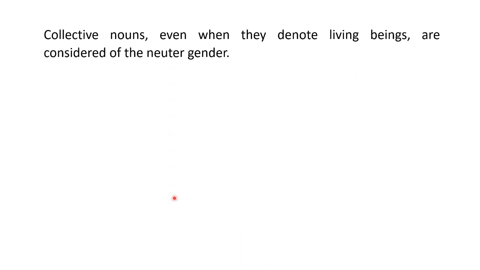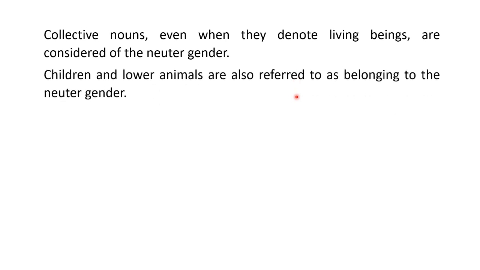Now, collective nouns, you already learned what a collective noun is. A group of things taken together, right? Even if they denote living things. For example, a group of soldiers taken together is called an army. An army is always considered as a neuter gender. So collective nouns, even when they denote living beings, are considered to be of the neuter gender. Children and lower animals are also referred to as belonging to the neuter gender.